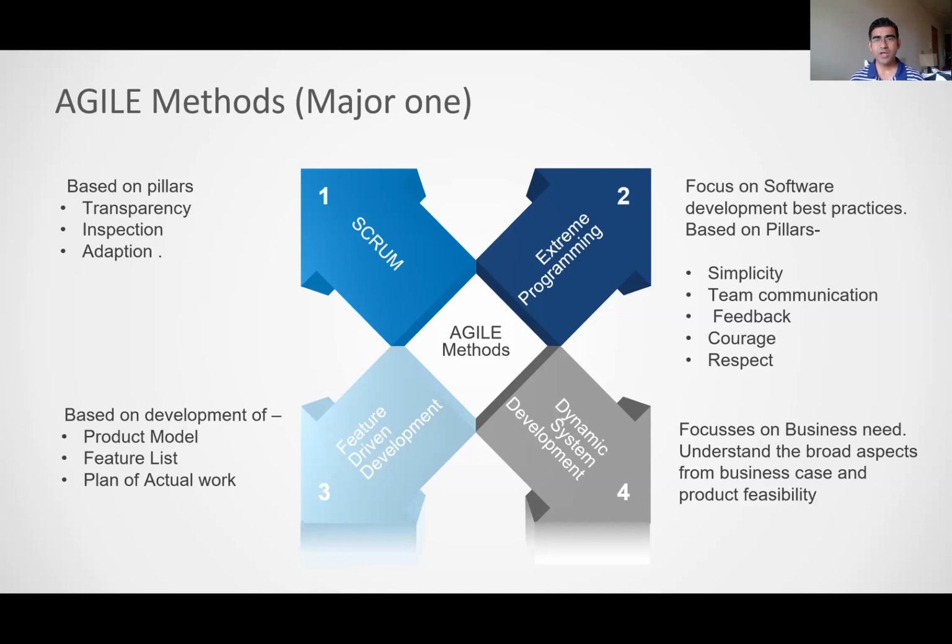The first is Scrum. Scrum is the most commonly used Agile methodology, and most companies love Scrum, although it has its demerits, which I'm going to talk about in the next training. Scrum is based on three pillars. First is transparency. What does transparency mean? It means that everybody knows what they are doing, what the result of what they are doing would be, and how they are doing it.